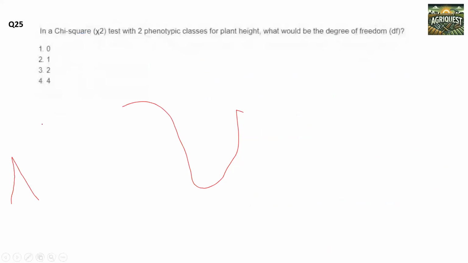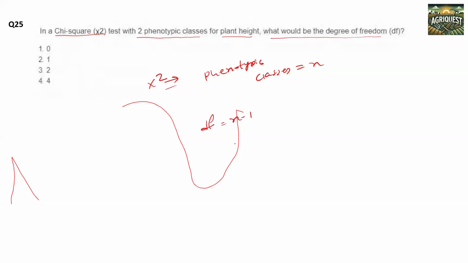In a chi-square test with two phenotypic classes in plant height, what is the degree of freedom? You should remember that in a chi-square test, if the number of phenotypic classes is n, then the degree of freedom will be n minus 1. Here two phenotypic classes are used, so 2 minus 1 is 1. So option 2 is the correct answer.